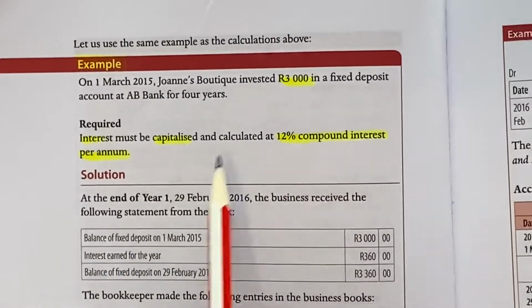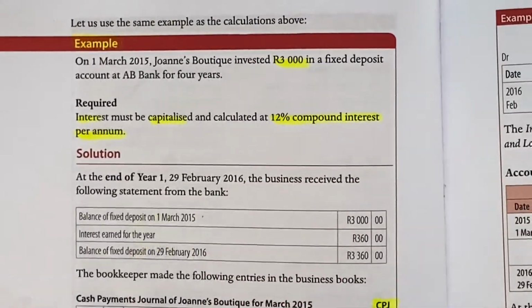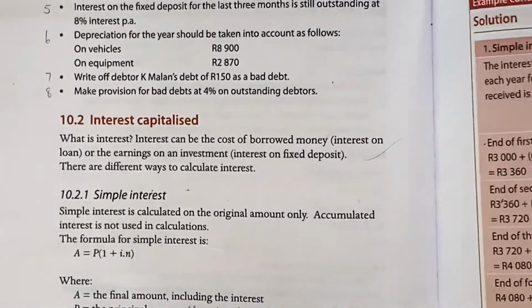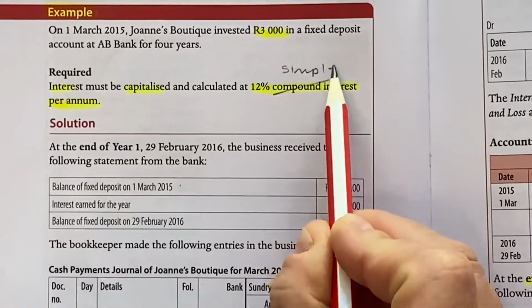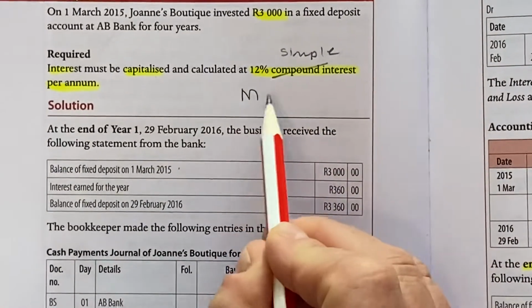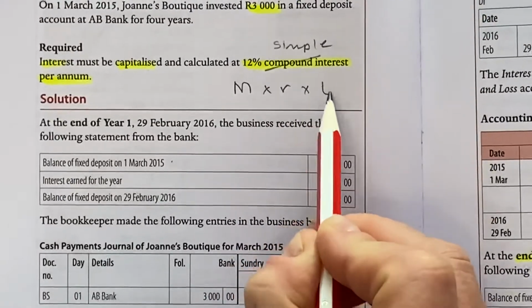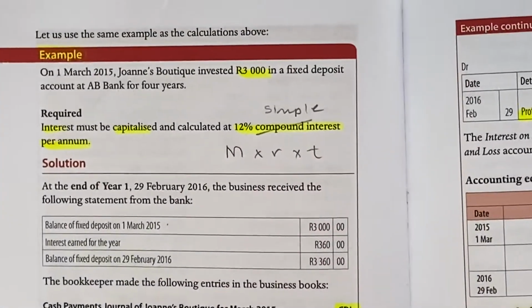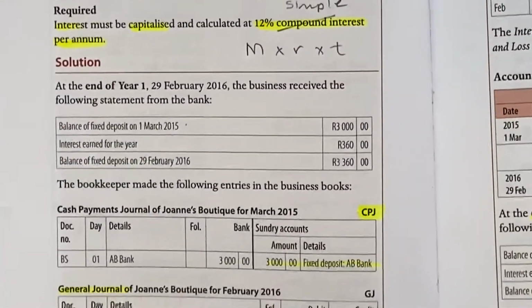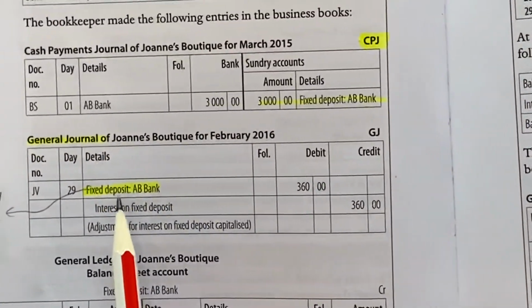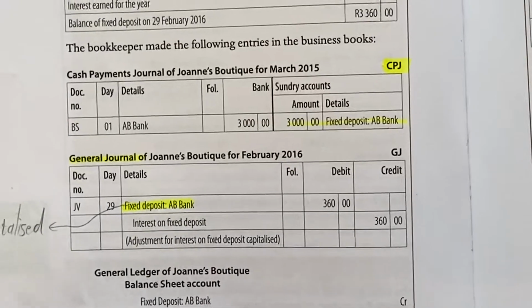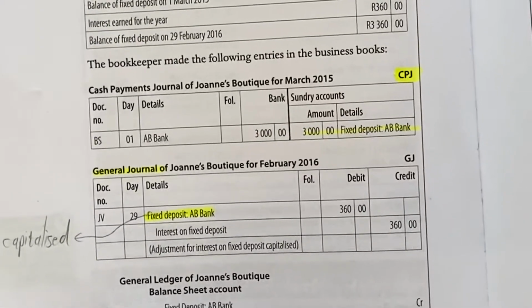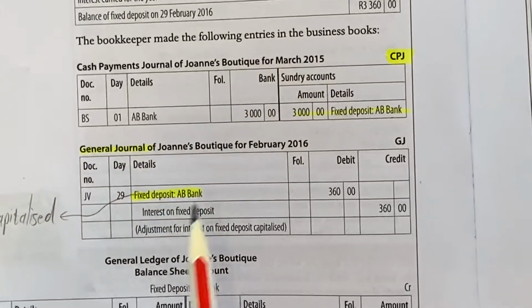Okay, compound interest, well, that's a simple interest. That must not be compound. That's simple. Plain and simple interest. Okay. Where you work with your main amount times your rate times the time. The same way you did it last year. Okay. So when we capitalize that interest, that means we don't receive a check from AB Bank and get the interest in our bank account. That interest is just added to the fixed deposit.